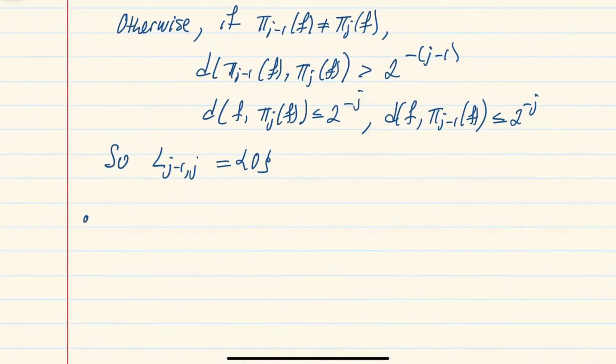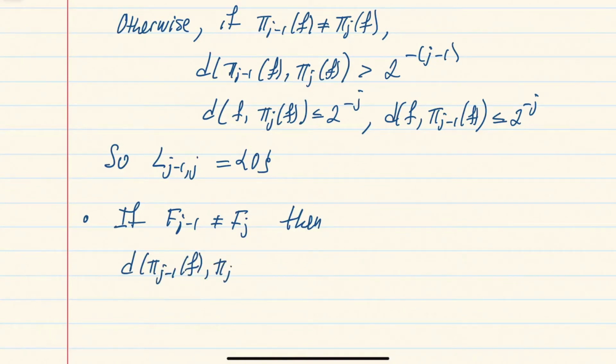Now, in the case when these two sets are not equal, so f_{j-1} is strictly smaller than f_j, then by the triangle inequality as above, we can bound the distance between approximation at level j-1 and approximation at level j just by the triangle inequality comparing the distance from these to f, right? We can bound it by 2 to the minus (j-1) plus 2 to the minus j, which is 3 times 2 to the minus j, and just for convenience we'll write this as a power of 2.